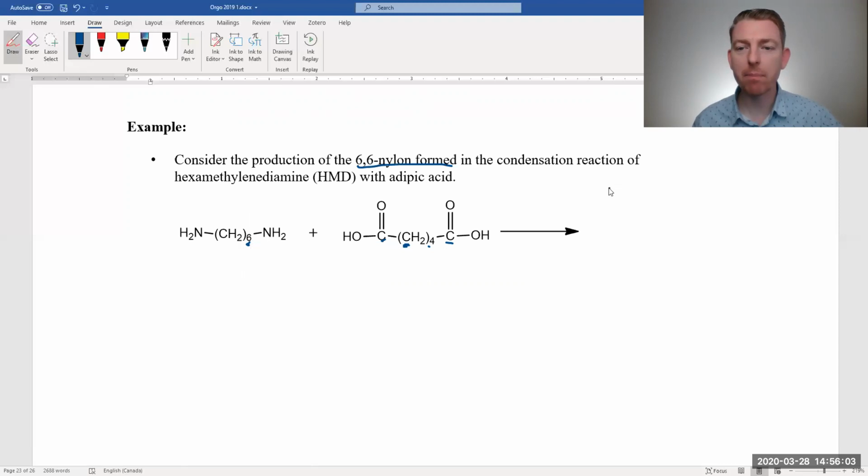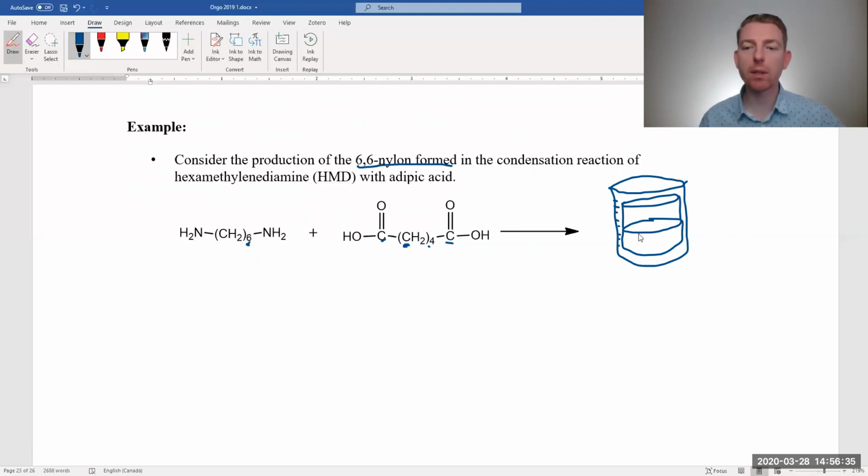And if you can look this up in a different YouTube video somewhere, it's really neat. Say we have a beaker here, and we put in a certain amount of, and I can't remember which one it is, but let's just say the diamine first, and then the adipic acid. Whichever one is less dense is going to sit on top, but these two don't mix. They just sit right on top of each other.